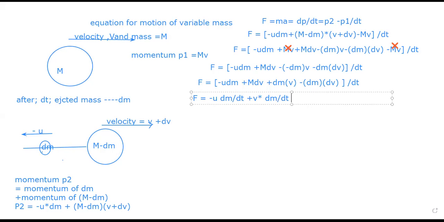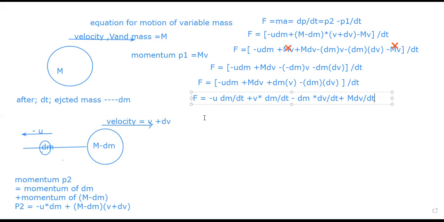And the third term is minus dm multiplied by dv by dt. So this is about that one. And we have one more term also here. So this is m dv by dt. Here we have that one also. So I'll write in the last, plus m dv by dt. This is the last step.